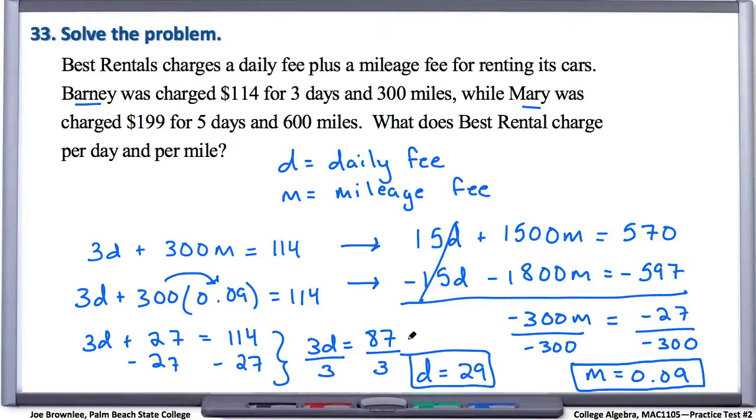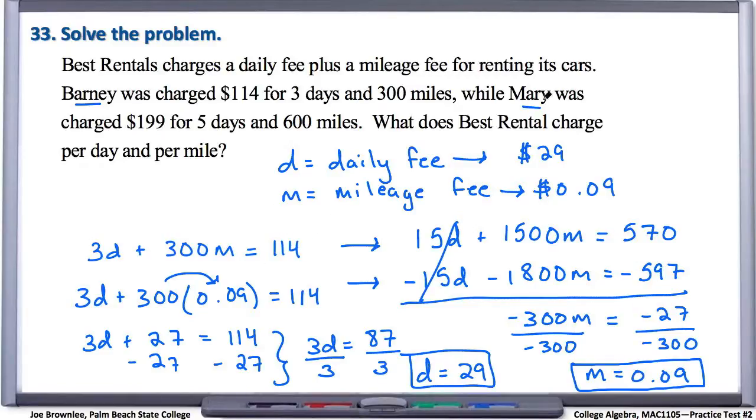So D, the daily fee, is $29. And we solved earlier in the video for M, the mileage fee, so Best Rentals charges 9 cents per mile. For Barney to have been charged $114 for his total trip, he was charged $29 for each of the 3 days, and then 9 cents for each of the 300 miles, and that's $114.